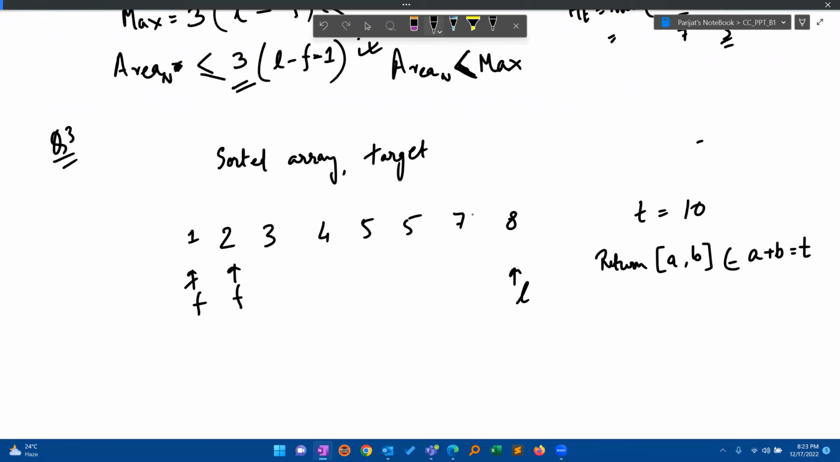In this case, you are getting the answer: 2 plus 8 is equal to 10. So you are done, and you return 2, 8. A variety can be that you have to return true or false kind of thing also, right? That also can be done.